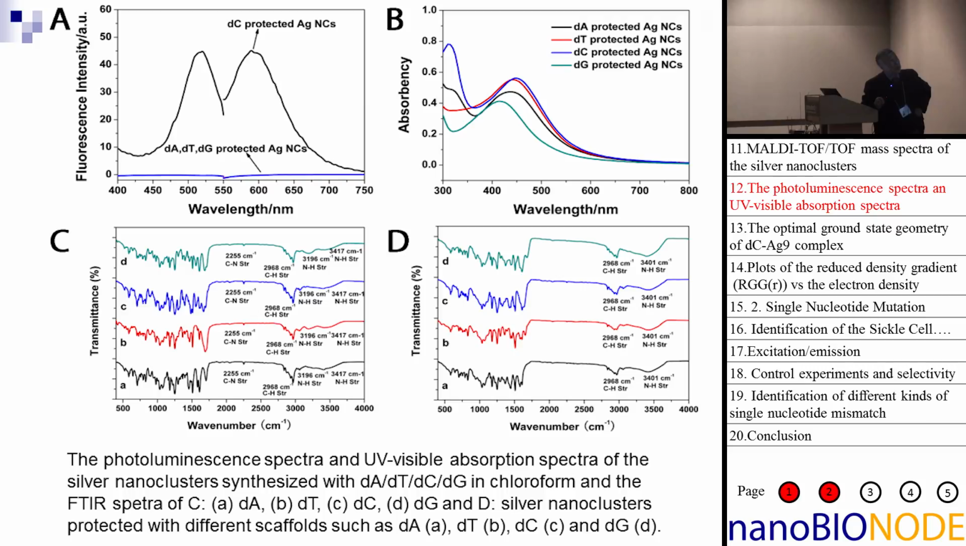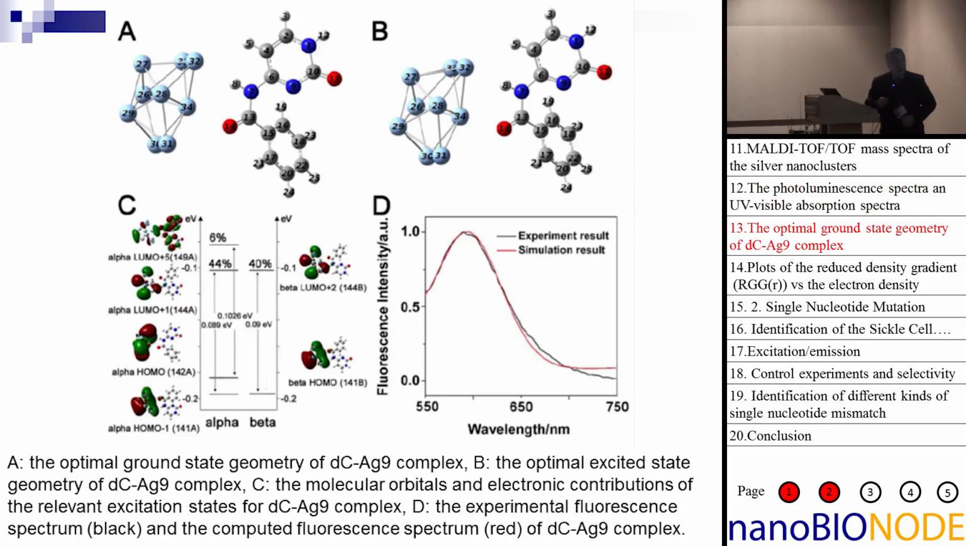And here, this is absorption, UV visible. We get this, and also studied by Fourier infrared, to get such results in different cases, and with several nanoclusters to compare. So from all these results, we get the strong interaction between the DC and the AG9. So this is the ground state, and this is the excited state of the silver and the cytosine.